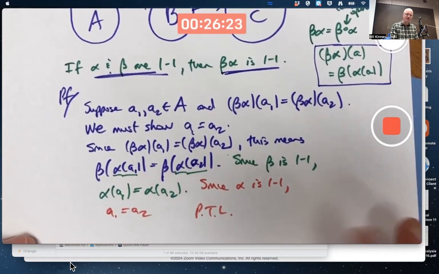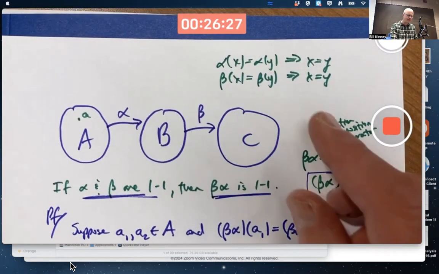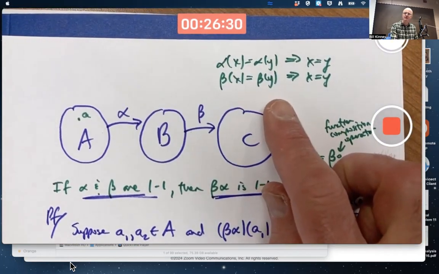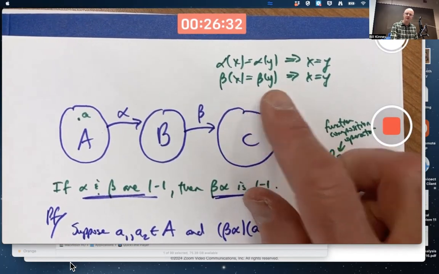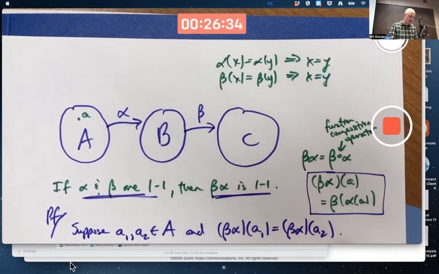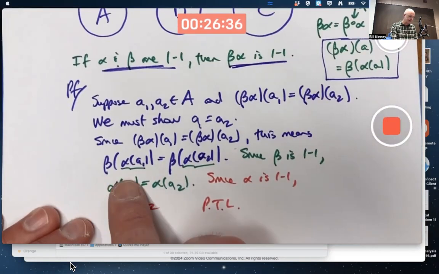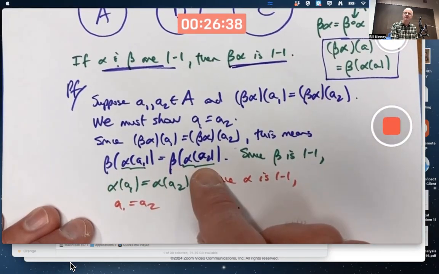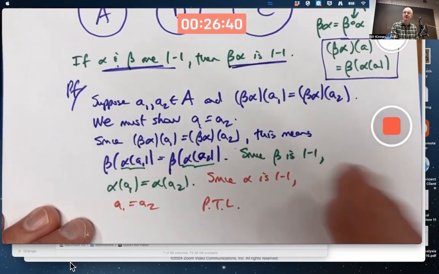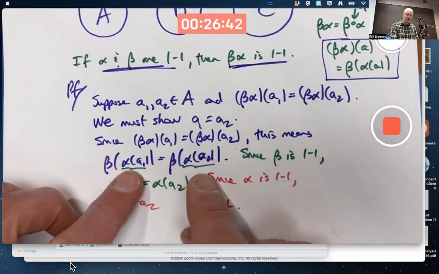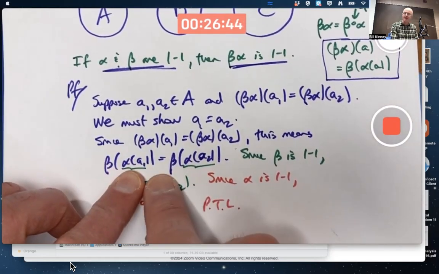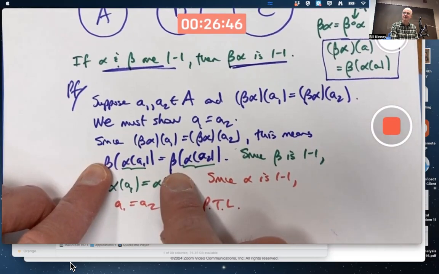So yeah, it is a bit tricky. I'm glad you tried, but it is a bit tricky. You really do need the fact that beta is 1-to-1 first, because your implication has to be in the right form. We've got beta of something equals beta of something else, not alpha of something equals alpha of something else. Yes, you do have the alphas in there, and yes, there's an equality there, but the beta is kind of messing it up on the outside.